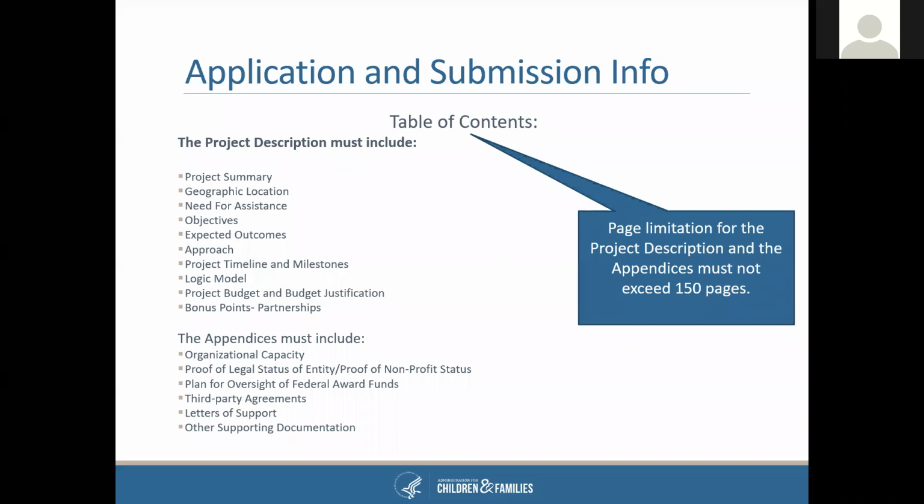Next, we're going to go through each of these sections for both the project description and appendices and cover the specific information that we're looking for in each section. After we've gone through each of these, we will cover what the application reviewers will be looking for and how they'll be scoring each section.